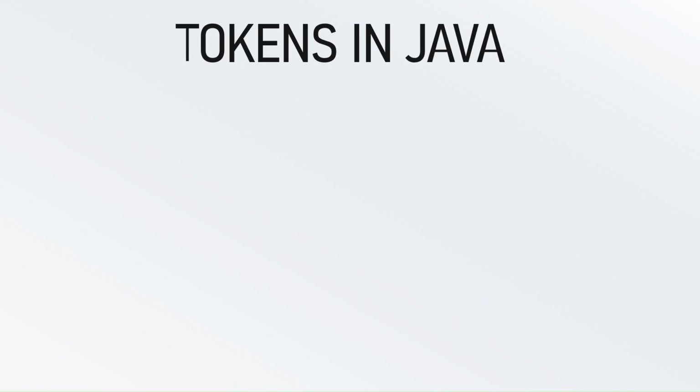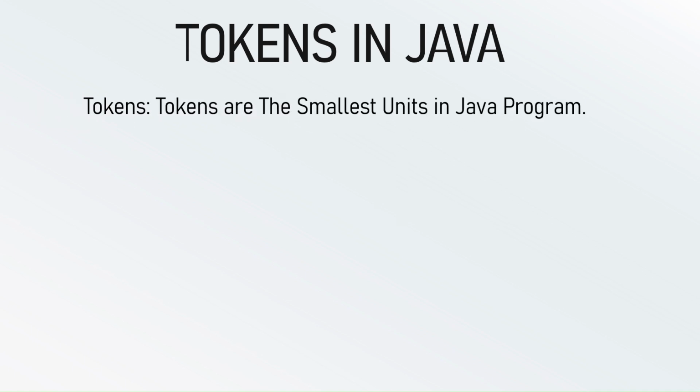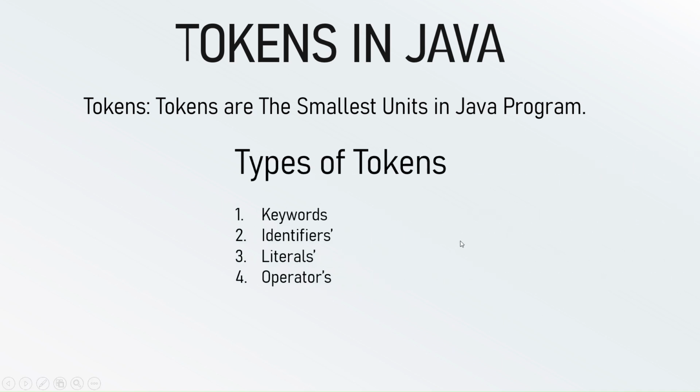In Java, a token is the smallest element that a program can understand. These tokens include keywords, identifiers, literals, operators, and special symbols. Let's break them down step by step. Tokens are the smallest unit in a Java program. There are four types of tokens in Java: keywords, identifiers, literals, operators.